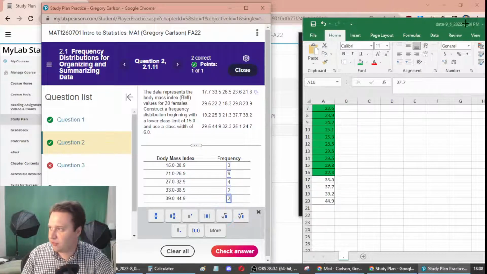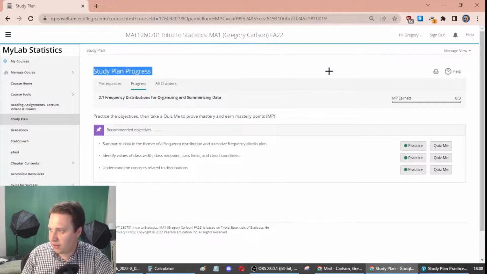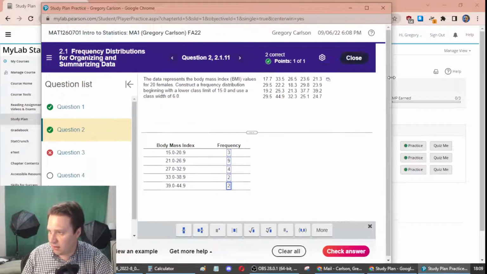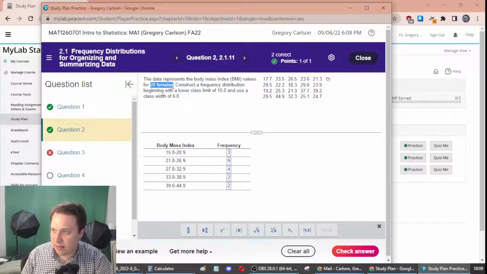So if you were doing this problem on a test, I would encourage you to look at this again. Notice we have 20 females in our sample. So we have 20 values here, 4 times 5, 4 rows, 5 columns is 20. So you might want to just add all these numbers up to see if you have 20. Because if you don't, you know you've done something wrong.